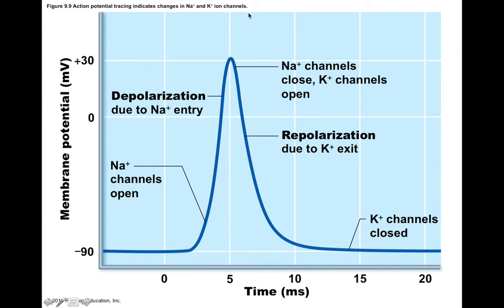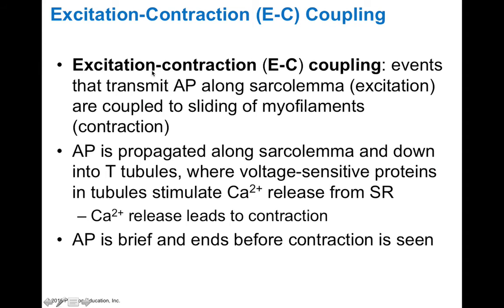Now remember, these actually spread very quickly across the muscle cell, and it's these little blips in voltage, or action potentials, that trigger the sarcoplasmic reticulum to release calcium. So we call this excitation-contraction coupling. It's the events that transmit action potentials along the sarcolemma, that's the excitation phase, coupled to the sliding of myofilaments in the sarcomere, which is the contraction phase.